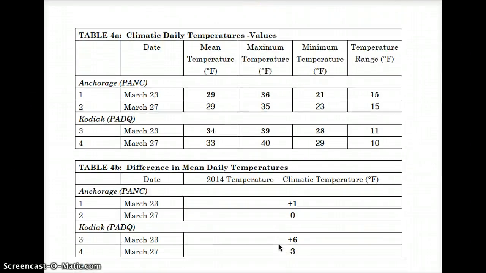Table 4A, the first attempt for March 27th was 29 for the mean temperature, the max temperature was 35, the minimum temperature was 23, the temperature range was 15, all in degrees Fahrenheit. For the second attempt for March 27th, the mean temperature was 33, the max was 40, the minimum was 29, and the temperature range was 10, all again in degrees Fahrenheit.